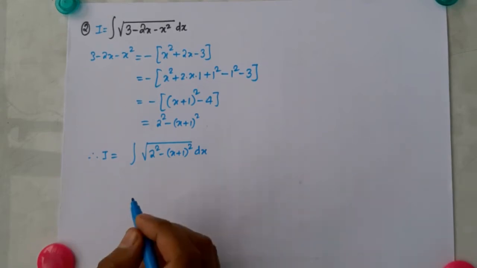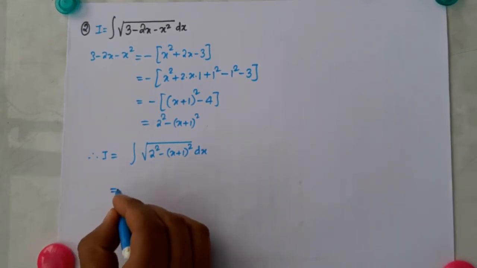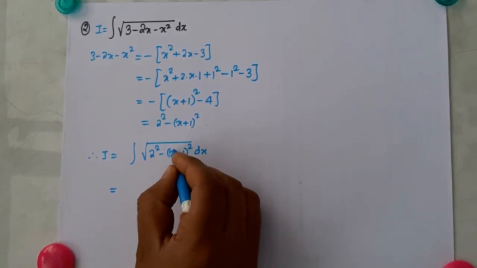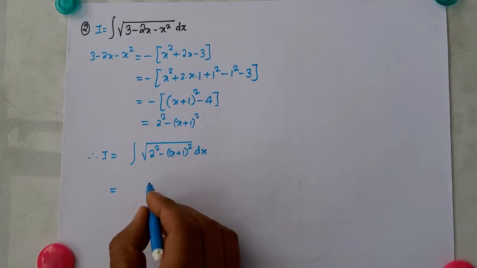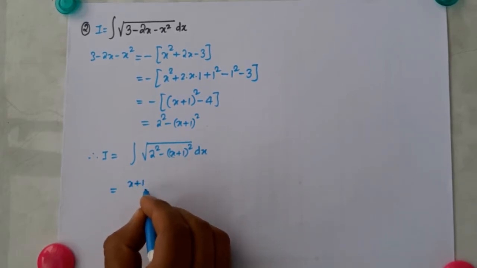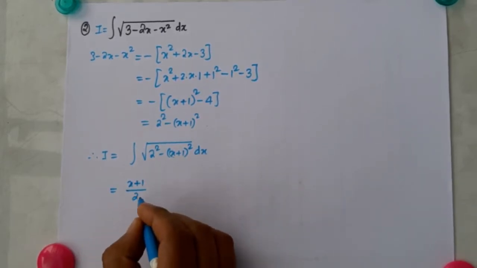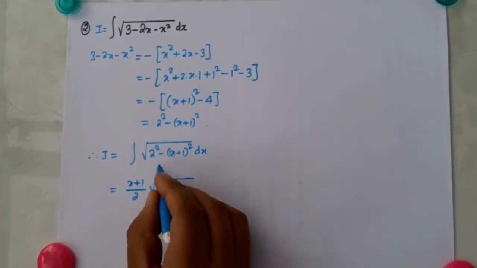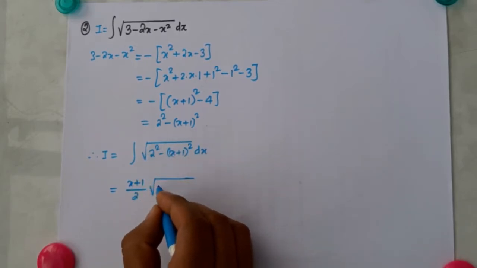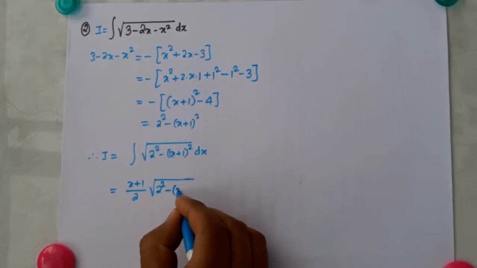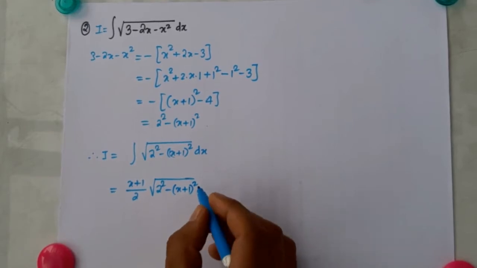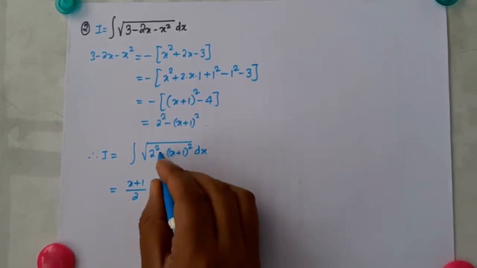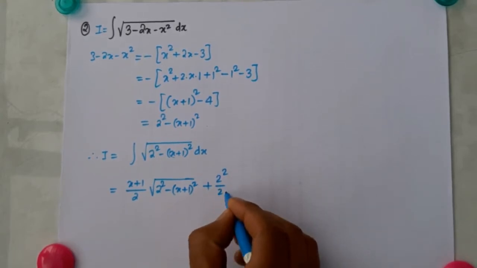Okay, so this is your third standard integral, which says this will be equal to x by 2. So this entire thing is my x, remember. So x by 2 becomes x plus 1 by 2, times square root of a square minus x square. So a square minus x square means the same thing: 2 square minus x plus 1 whole square. Plus a square by 2. So again a is 2, so that's why 2 square by 2.